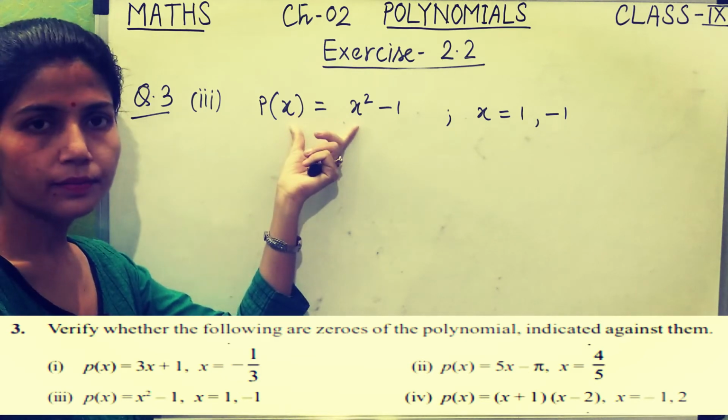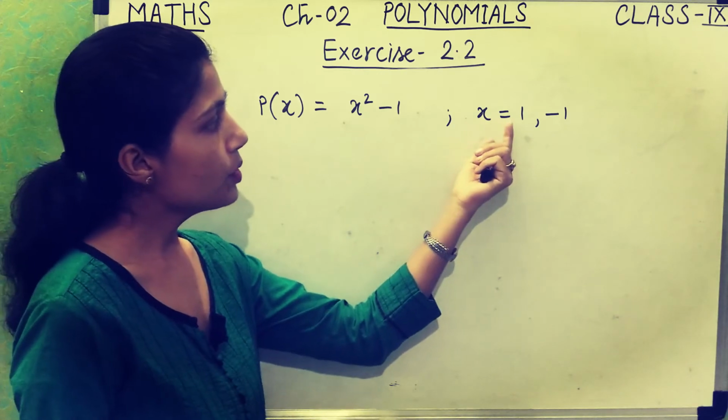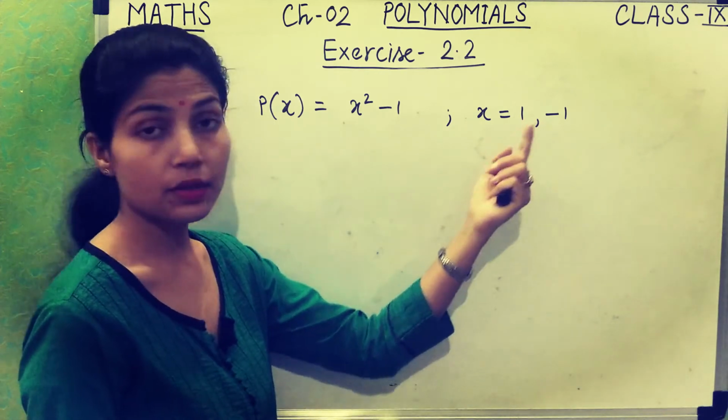Here, this is a polynomial. Now you have to check its zeros, x equals 1 and minus 1.